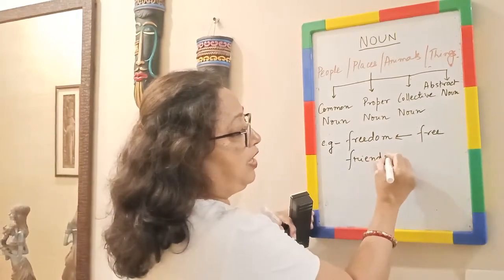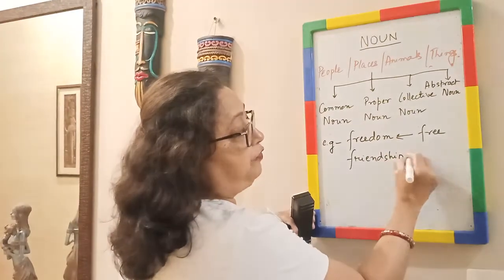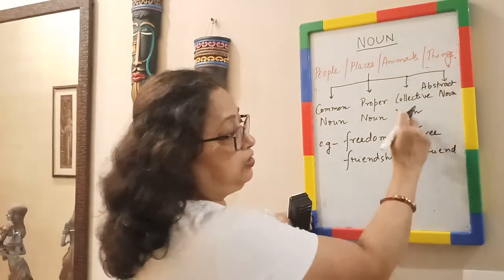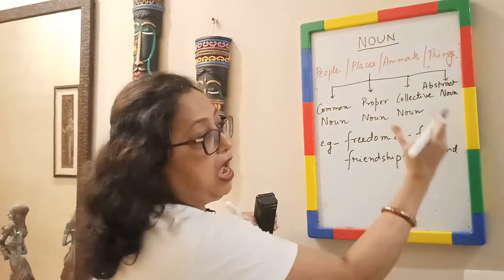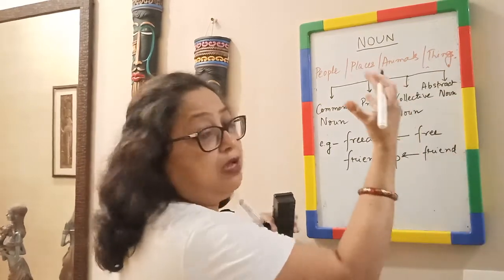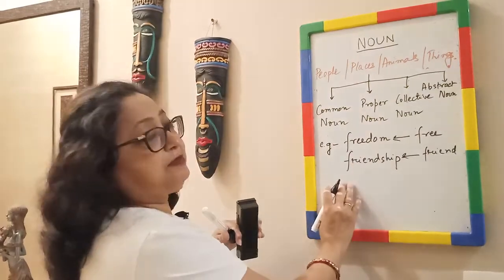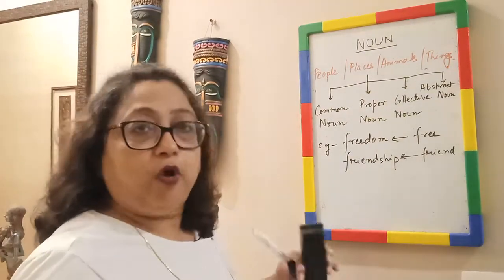Friendship. You all have friends. So friendship comes from the word friend. So friend becomes friendship. How to convert from other parts of speech, maybe an adjective or a common noun or a verb, into these abstract nouns, I will take a separate vlog for that.